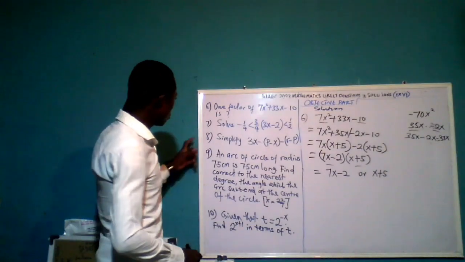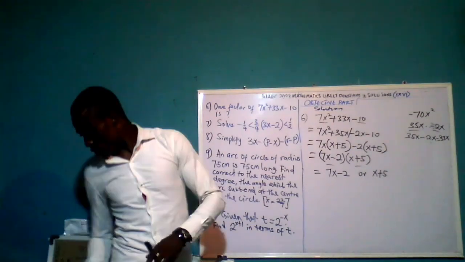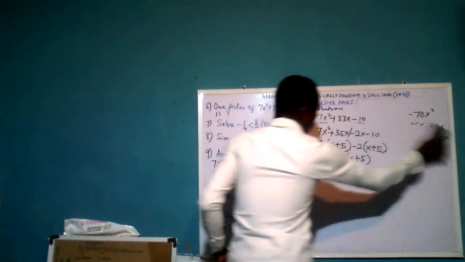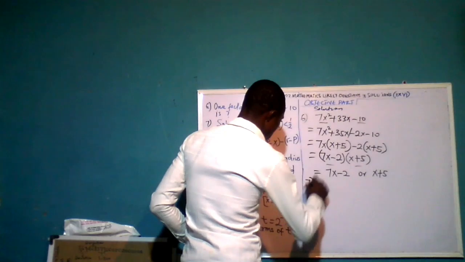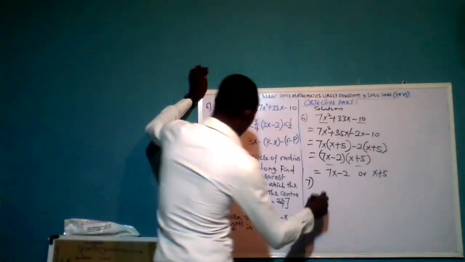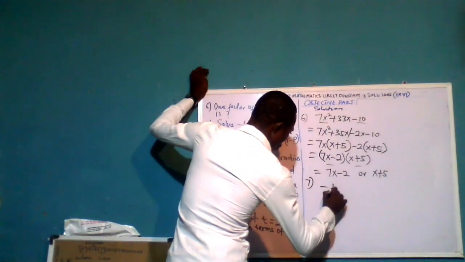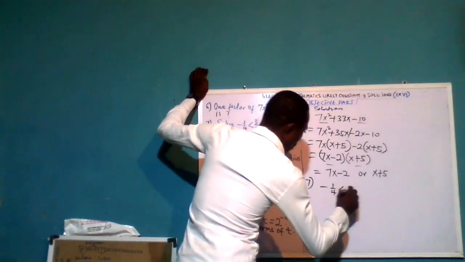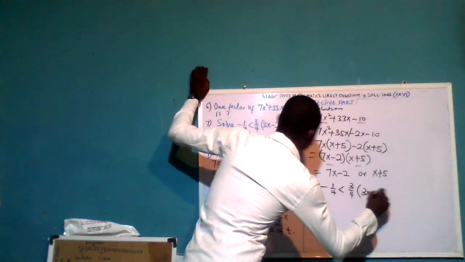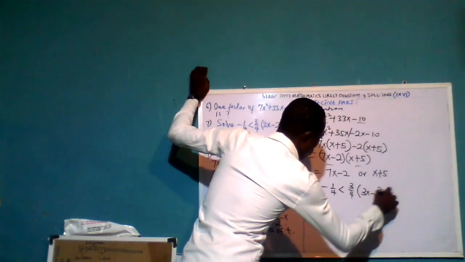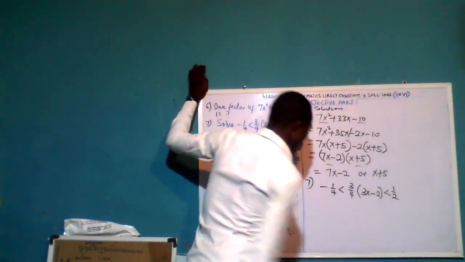Right, now let's go to question number 7. Let's look at question number 7, okay? Question number 7, we are asked to solve the inequality negative 1 over 4 less than 3 over 4, open bracket, 3x minus 2, less than 1 over 2, okay?